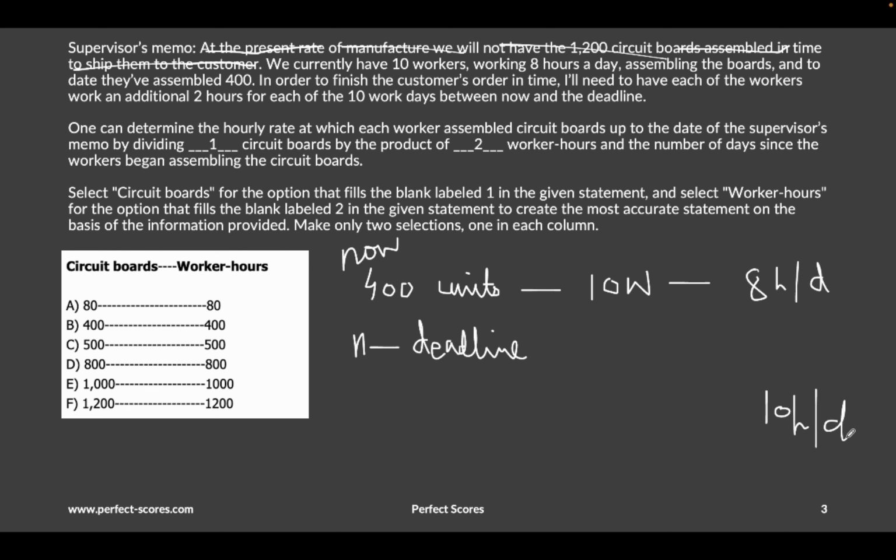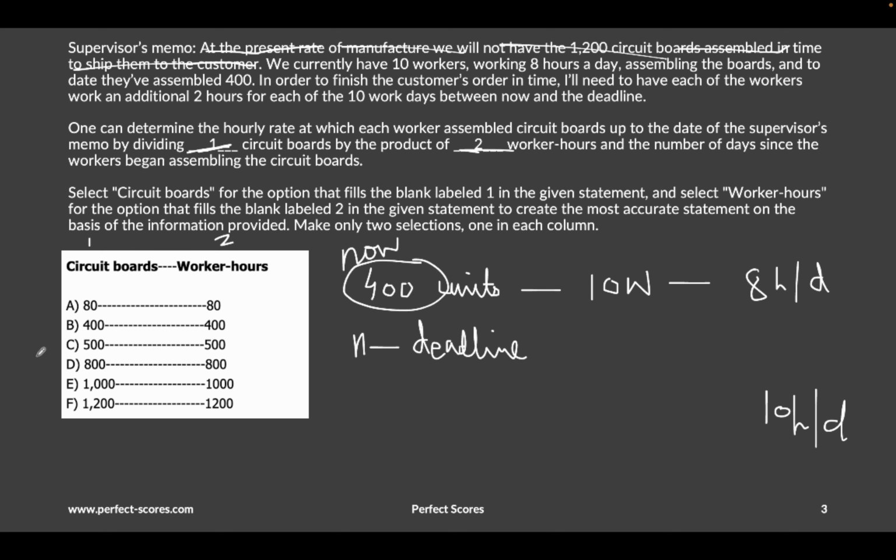Now the question says one can determine the hourly rate at which the worker did the job by dividing. So this is part 1 of the question, and this is part 2 of the question. This is a two-part analysis question, so we are supposed to figure out what will go here and what will go here. It says one can determine the hourly rate of finishing the job by dividing the number of circuit boards. So how many circuit boards have they actually finished? They've actually finished 400 circuit boards.